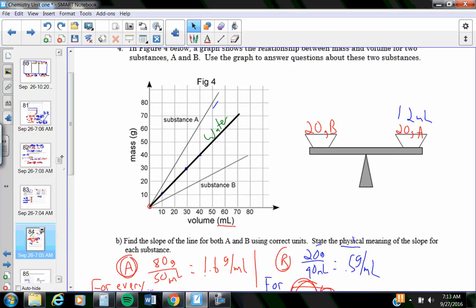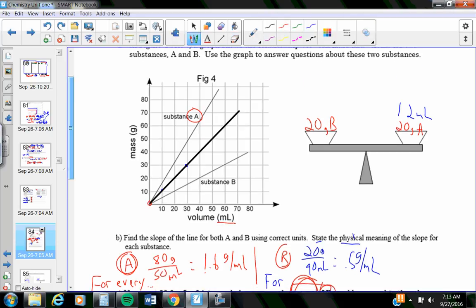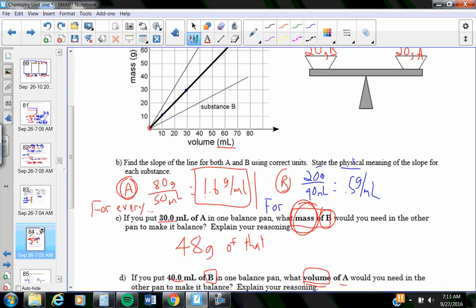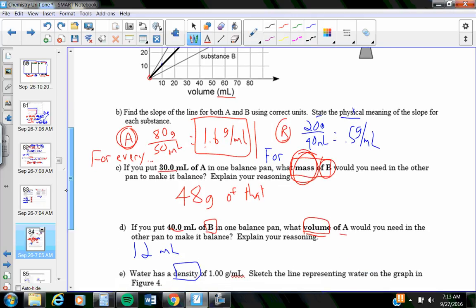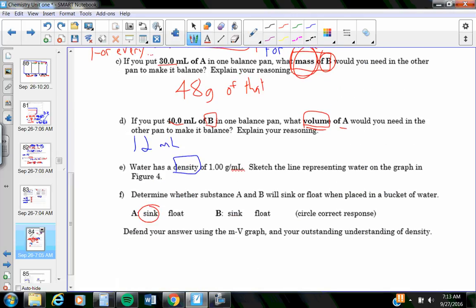Okay, now, what would happen if you put some A into this water, or B? Some people are going to look and say, A line's higher, so it floats. But this isn't a representation of what floats or sinks. I need to look at their densities. A has a density of 1.6 grams per milliliter. It's greater than 1. A would sink. Defend your answer using the mass-volume graph: its density is greater.